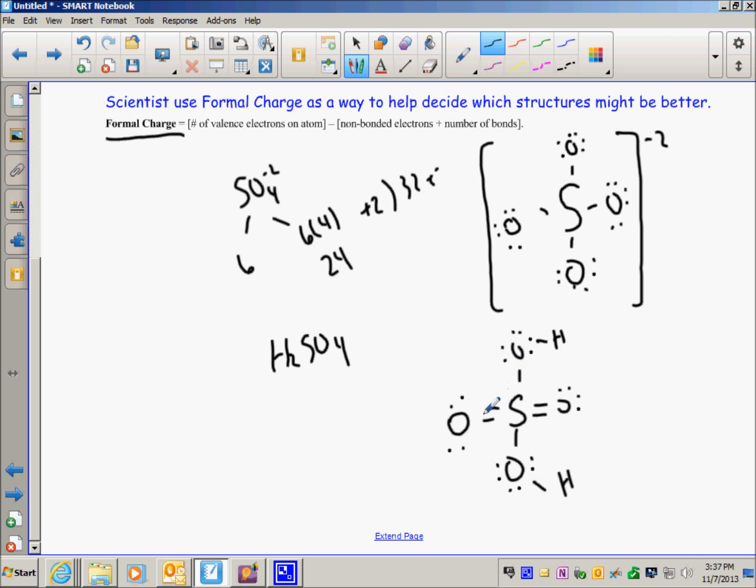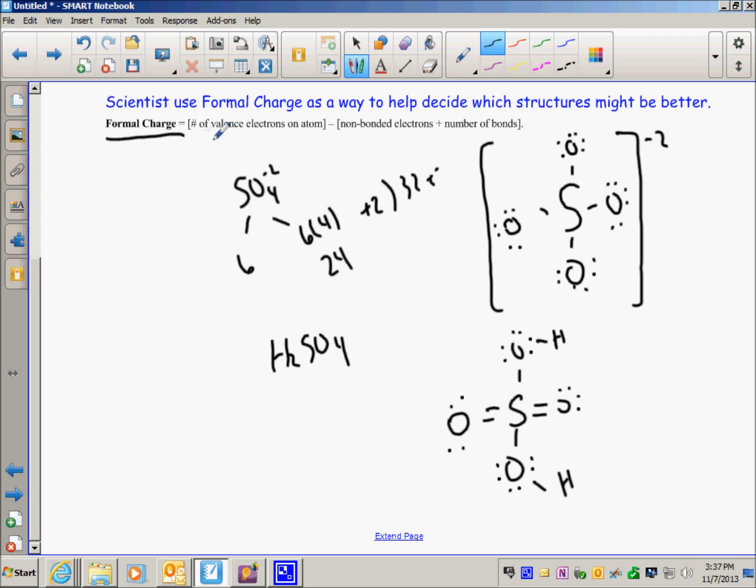Now, how do you get back and forth between these and know which one's better? There's a thing called formal charge, and it officially is not on the advanced placement exam, so we don't really talk about it a whole lot in honors chemistry. Occasionally we will discuss it in advanced placement chemistry as a means of discriminating between these two. It's quite simple to calculate.